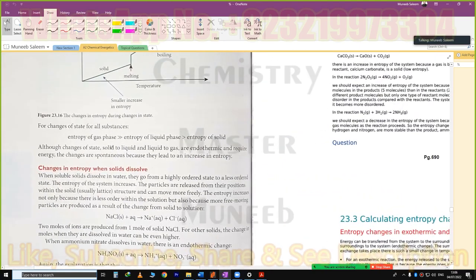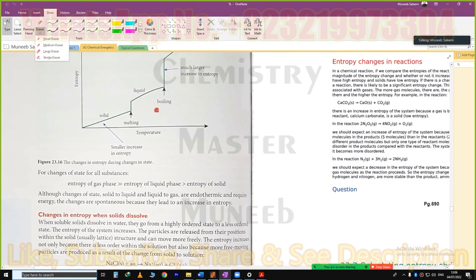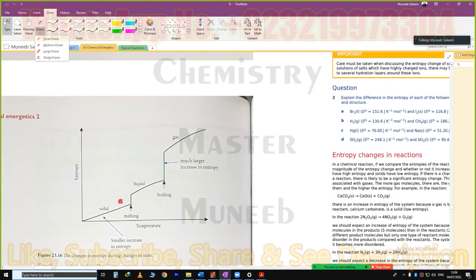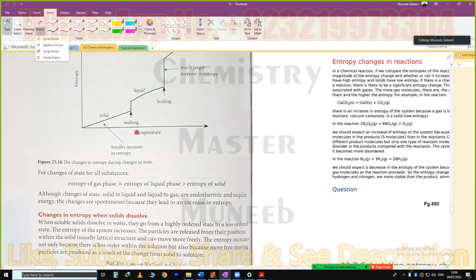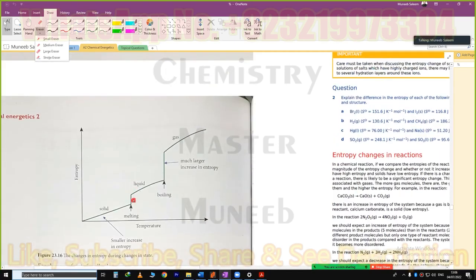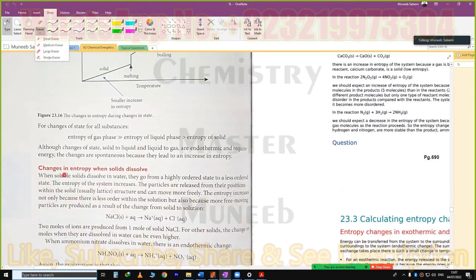Now we start from here. The changes in entropy when solid dissolves. From the previous graph, you can see that the entropy is greater for the liquid state as compared to the solid, and then the entropy is even greater for the gaseous state with respect to the liquid. So this will be discussed here in these topics.